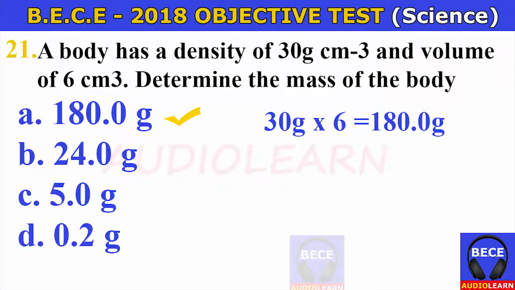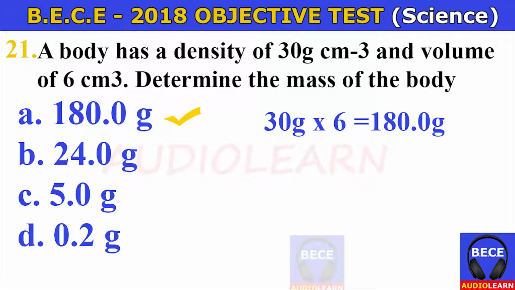Number 21. A body has a density of 30 grams centimeters raised to power -3 and volume of 6 centimeters raised to power 3. Determine the mass of the body. The possible answers are A. 180.0 g, B. 24.0 g, C. 5.0 g, D. 0.2 g. And the answer is A.